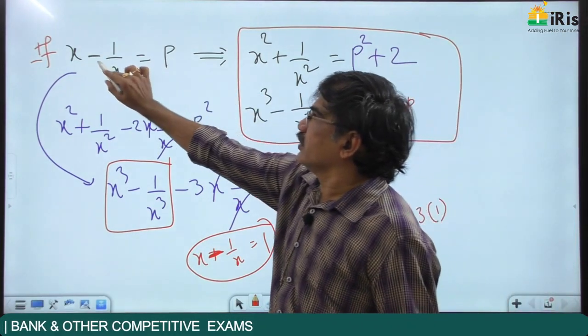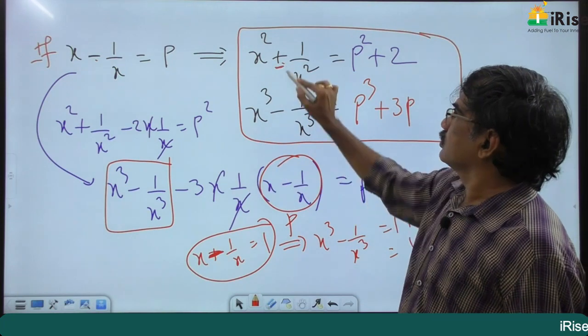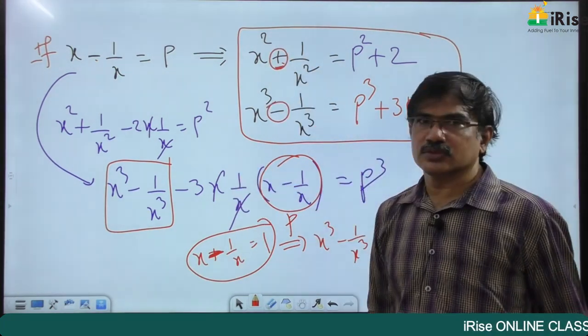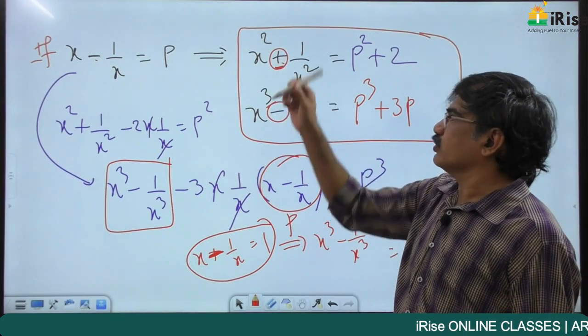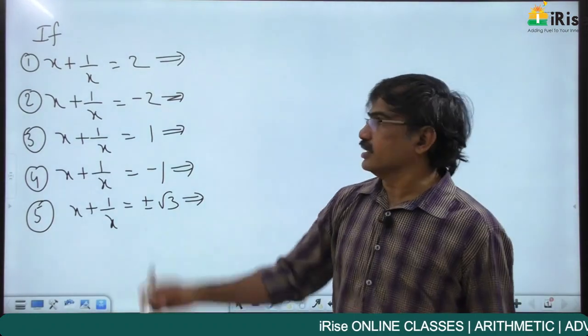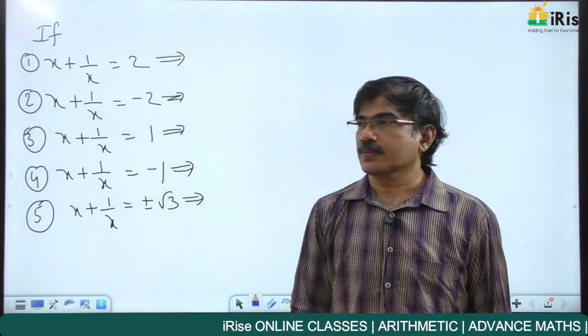See carefully, if minus is given, square having positive, this is positive, and here we have negative. In cube we get negative, in square we get positive. Okay, next one. Next, see these 5 important points.